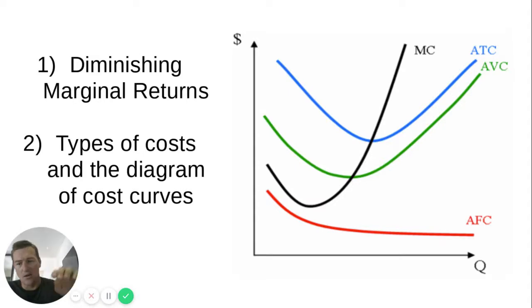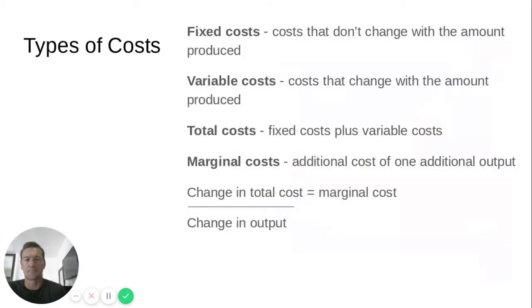We've got the MC curve that's going down, diminishing marginal returns kicks in, and then the costs start to rise of increasing the output. That will always intersect AVC and ATC at their lowest point. That's something very important when you draw it. It must intersect the lowest point of the blue and green curve. So today we're looking at types of costs and the diagram, in a bit more detail.